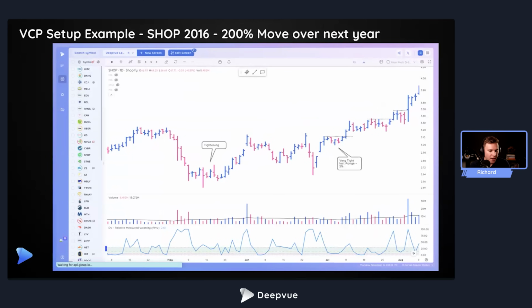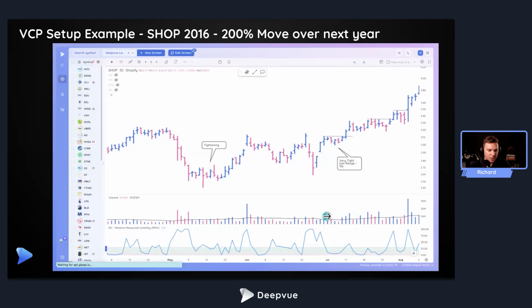Here we've got another one. We've got Shopify, with this longer term base. I believe this is a daily chart. Yep, that's right. And we see these tight areas form, where we've got the base here, one contraction, two contractions, then one really tight contraction. You can see how tight this range is relative to the rest of the base, where we're moving up and down. And then we really tighten up on the right-hand side.